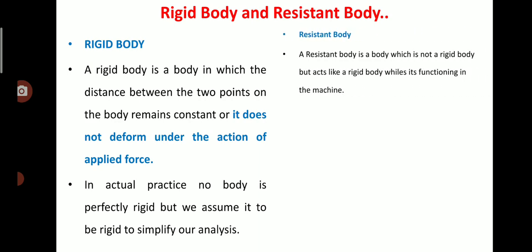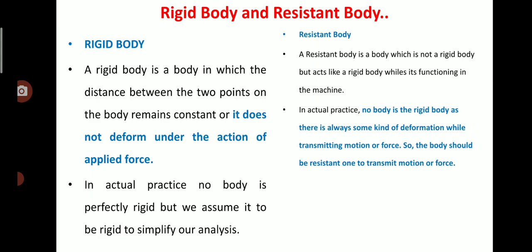Resistant body. A resistant body is a body which is not a rigid body but acts like a rigid body while it is functioning in the machine. In actual practice, no body is a rigid body, as there is always some kind of deformation while transmitting motion or force. So the body should be a resistant one to transmit motion or a force.